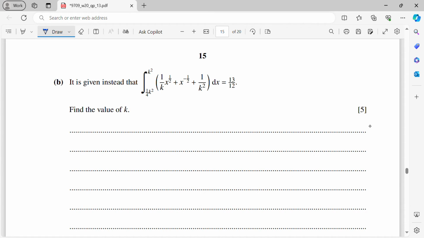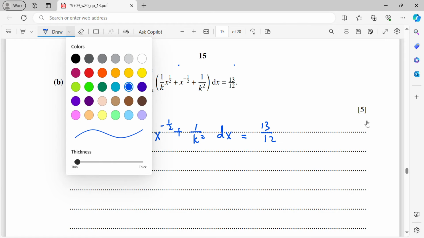Okay, now B. It is given that this integration is 13 over 12. Find the value of k. So now we need to do integration, from 1 over 4k squared to k squared, of 1 over k x to the power half plus x to the power negative half plus 1 over k squared dx. So here equals 13 over 12.